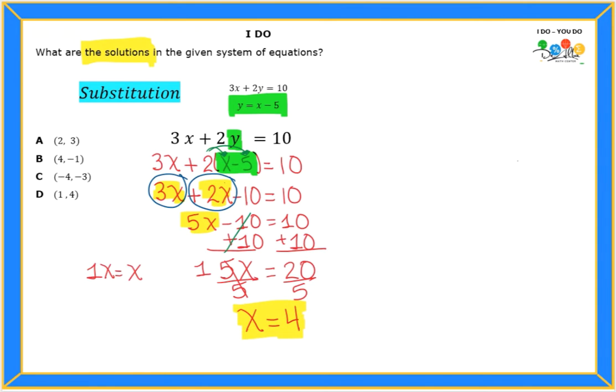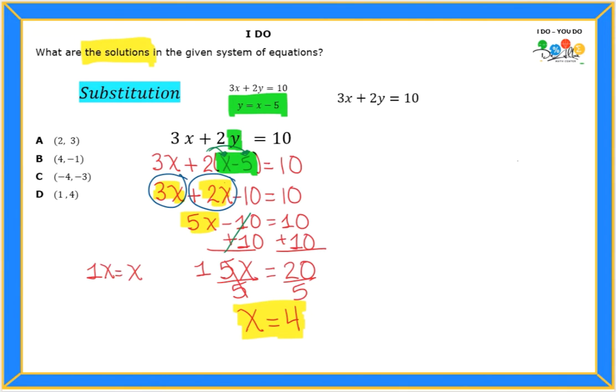But that's not it, right? I still need to find the value for y. So what do I need to do next? It's up to you. What do you want to do? You can actually replace on one of the two equations that are given to you. You can choose whichever one you want. Okay, so I'm going to go ahead and replace it on the very first one. Okay, so what I'm going to do now is replace x equals 4.